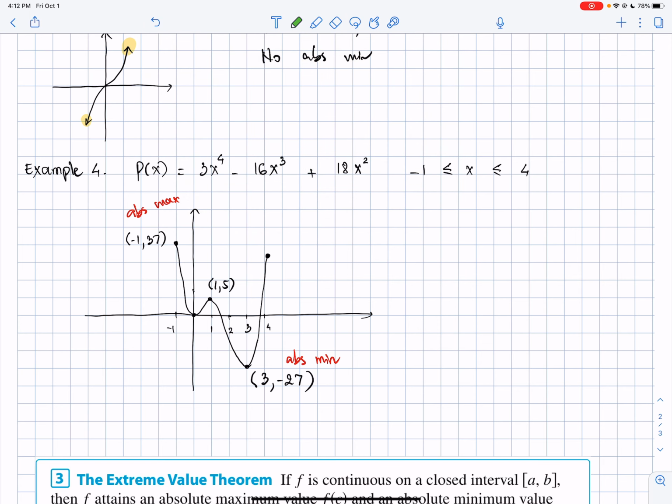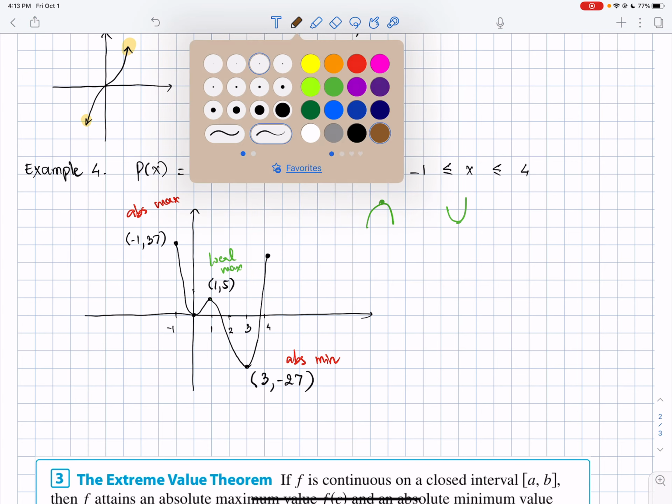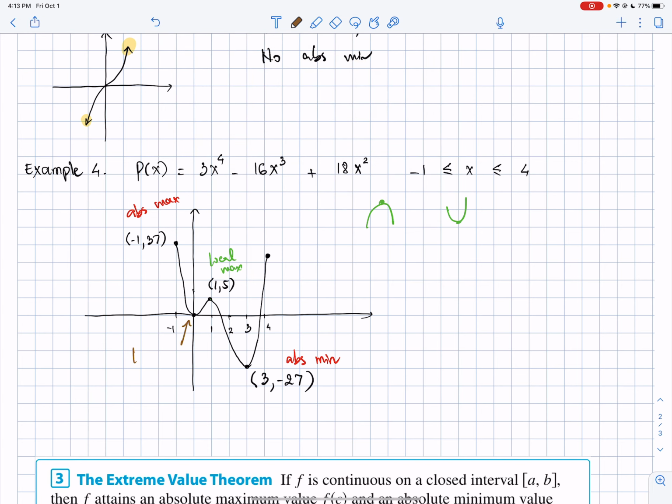Now we're looking for the mountain. Mountain gives local max. So this is local max, 1, 5. And we have 2 local min, valleys. Right here is a local min, and right here we have a local min. So the point 3, -27 is both absolute min and local min.